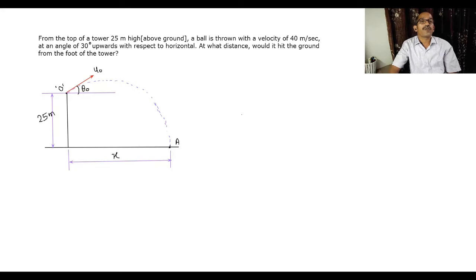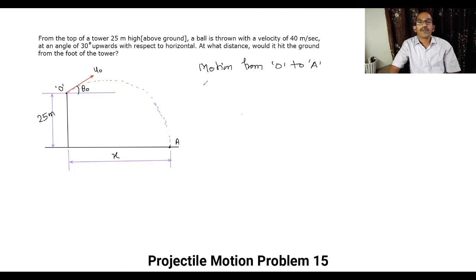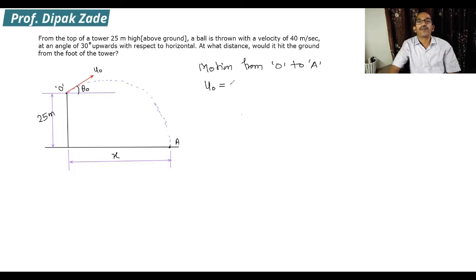Now for solving the problem, we will consider the motion from the initial position, that means from point O to point A. From O to A, what data is known? First, u0 is given as 40 meters per second. Next, its inclination with the horizontal, theta 0, is given as 30 degrees.